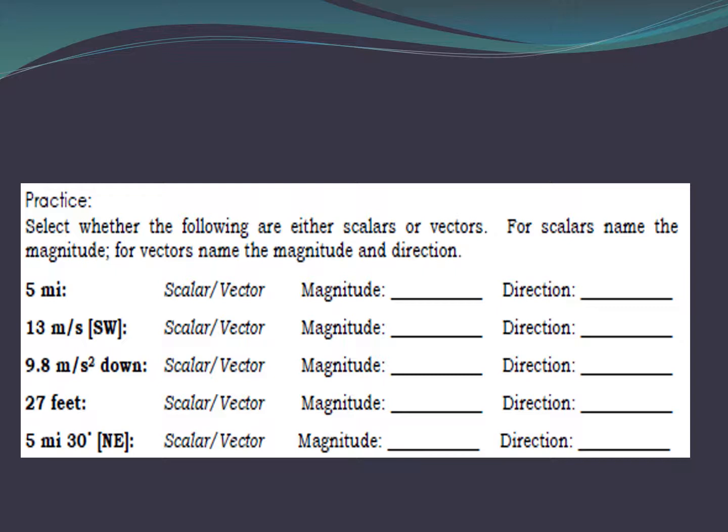So let's look at some practice here. So let's determine whether something is scalar or vector. So for example, the first one, 5 miles. Well, I have a number, so I know that's the magnitude. So that's magnitude is 5. And the direction, well, it tells me the amount, it tells me 5 miles, but it doesn't tell me direction. None. So therefore, this would be a scalar quantity.